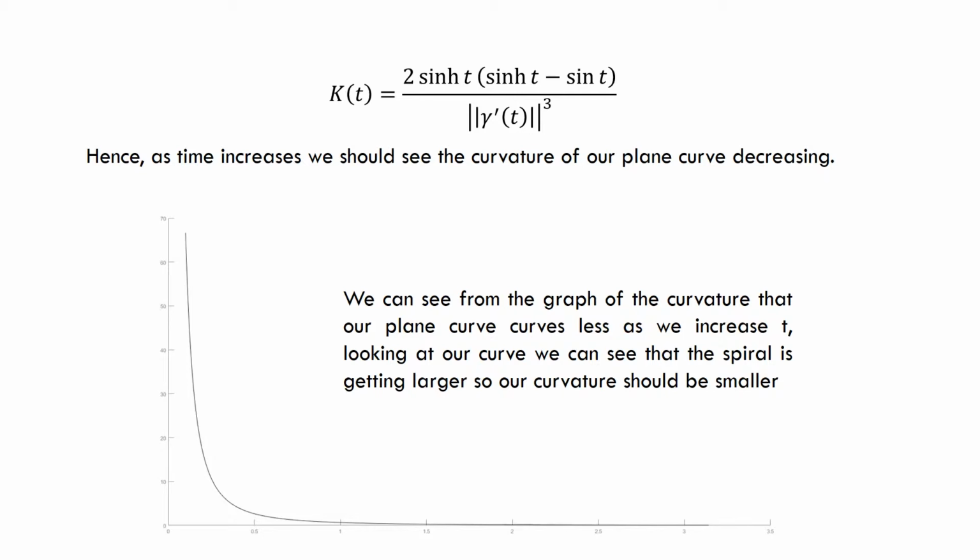Indeed, when you plot the curvature against time t, we see that as time gets larger, the curve spirals become larger, hence the rate of change of the tangent becomes less, and indeed the magnitude of the curvature becomes smaller.